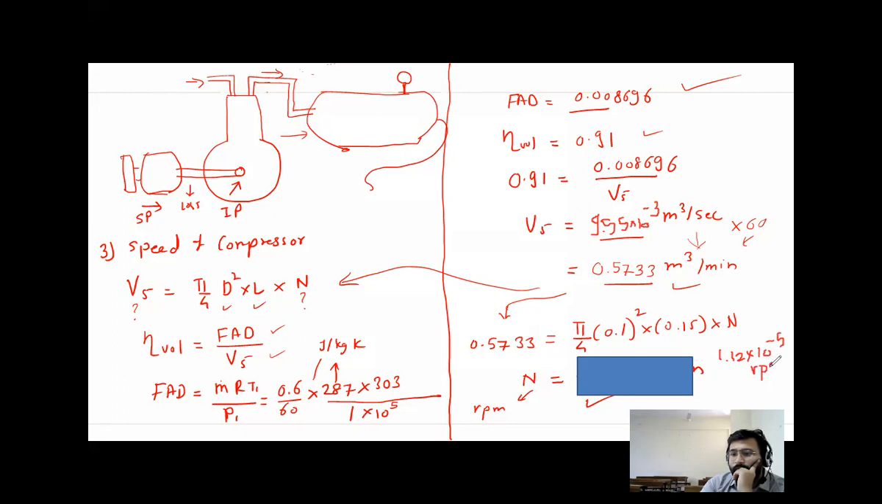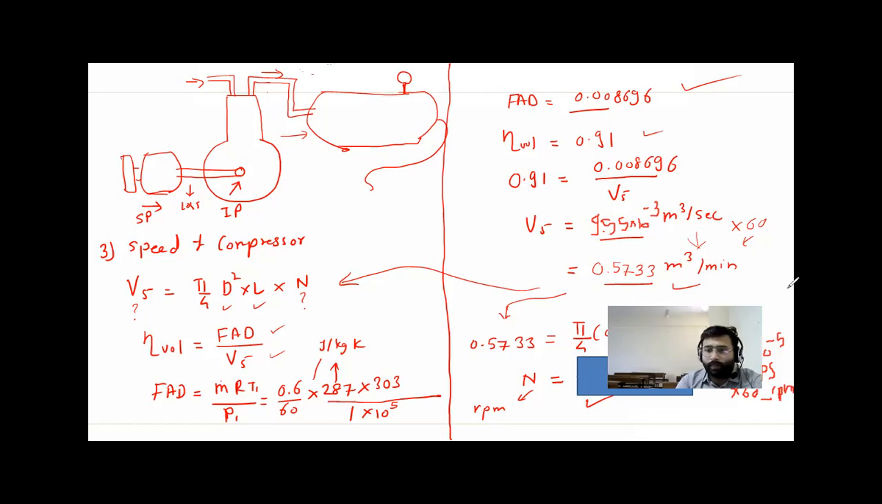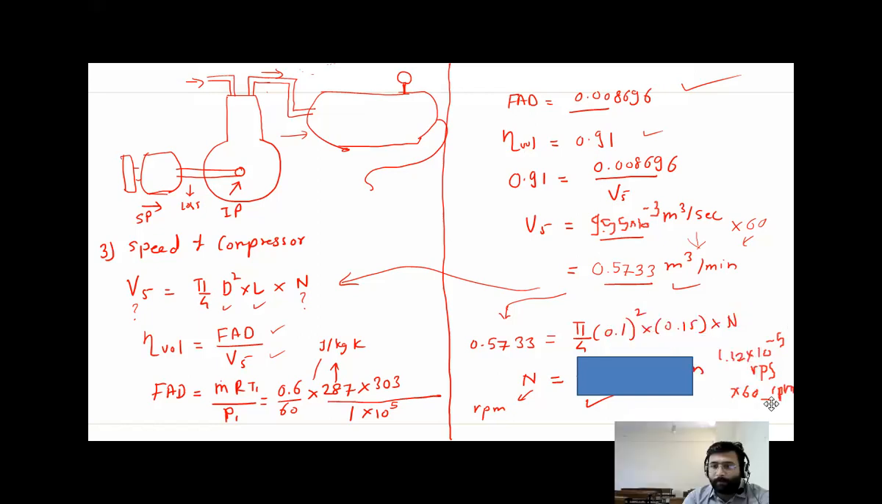Now convert this into RPM. How to convert into RPM? Multiply by 60. So multiply this by 60, and you will get the value in RPM. So the RPM is 486, is it correct or wrong?